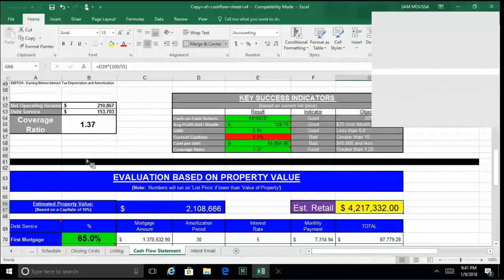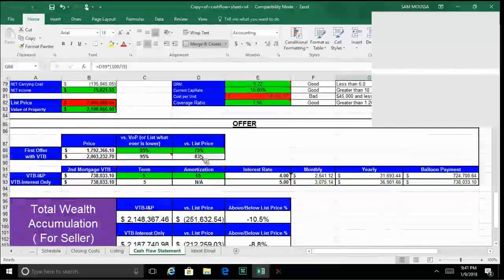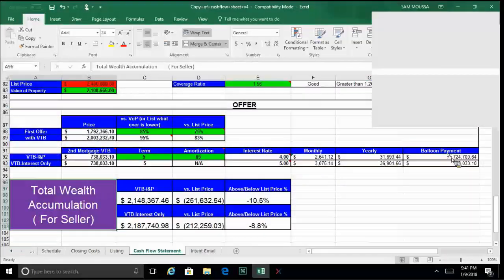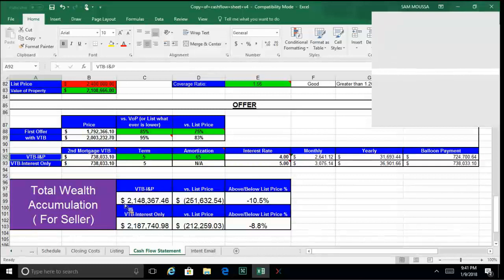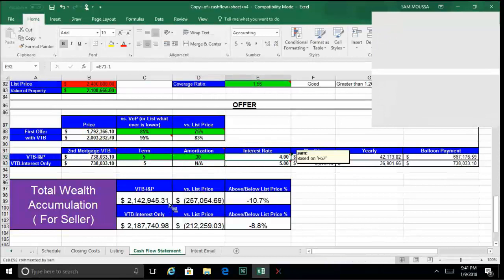Okay, good. All right, as we come down here, same information's here, right? First offer with VTB, all that's in there. What I've added here is total wealth accumulation. This gives you an idea for the individual when they run a VTB how much they'll actually make at the end of the deal. So if they give us a VTB, say 738,000, 5-year term, 65-year amortization, that could be 30, it doesn't really matter, a 30 amortization, 4% interest rate, the balloon payment's going to be $667, and the yearly and the monthly are going to be that.